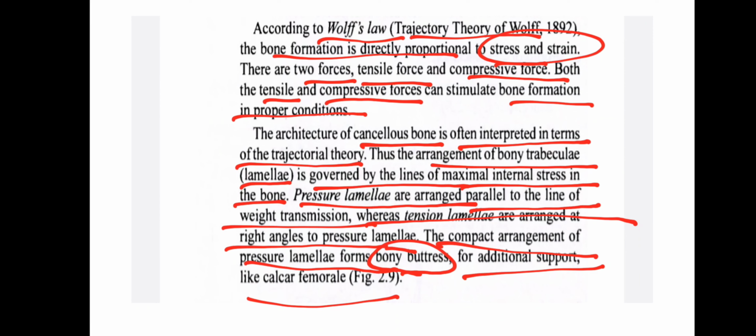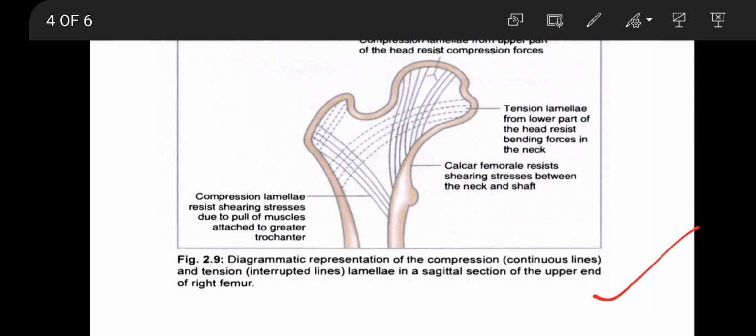This is a diagrammatic representation of tension and compression lamellae in sagittal section of the upper end of the right femur. So this is the compression lamella from the upper part of the head, which resists compression forces, and perpendicular to these are the tension lamella from the lower part of the head, which resist bending forces in the neck.